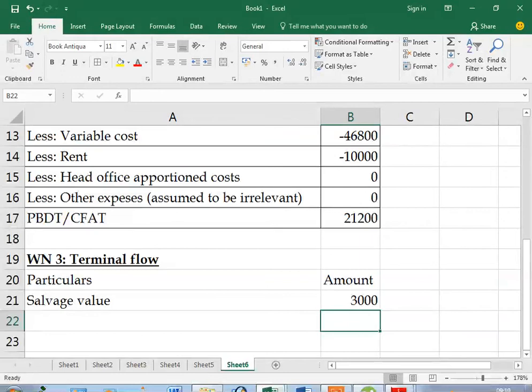There's something called net salvage value. I'll explain all of that in the next class when I bring taxation into impact. As of now, taxation has not been brought. Salvage value 3,000. Clear? Any doubts till now?